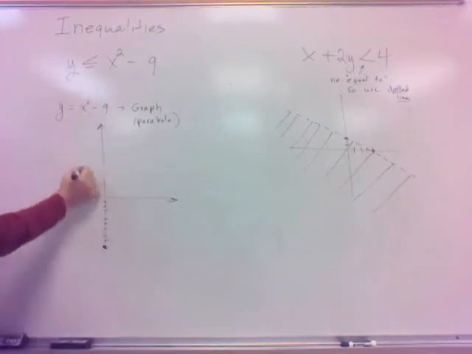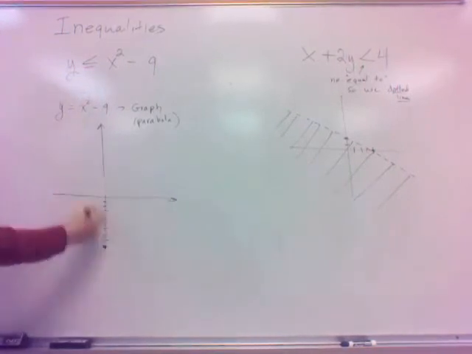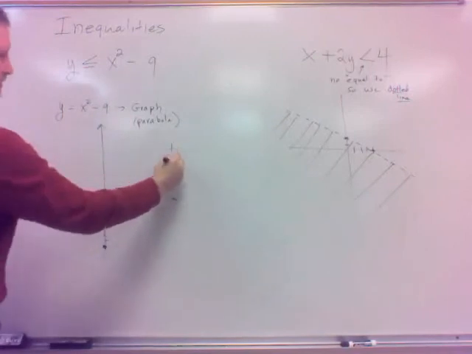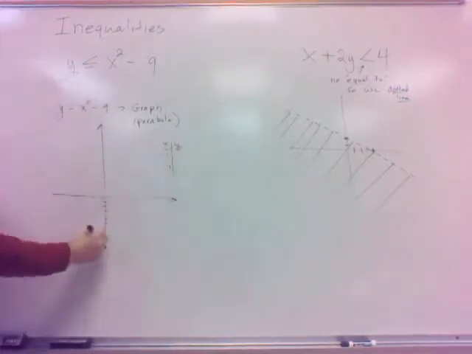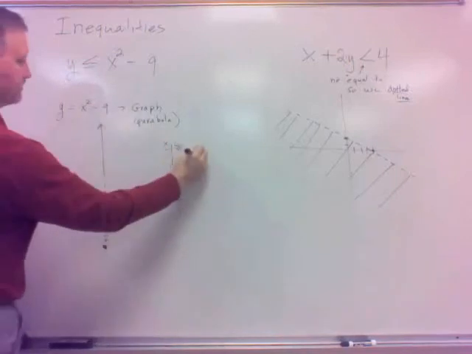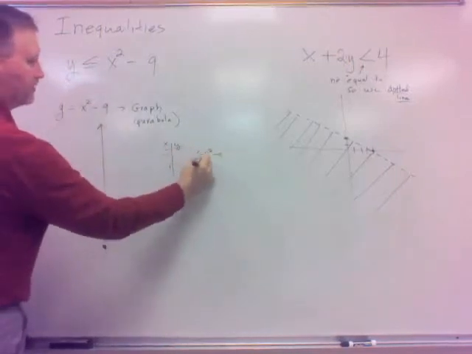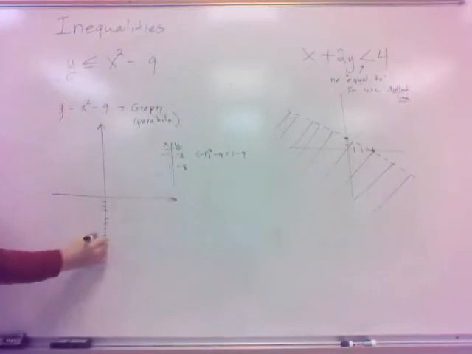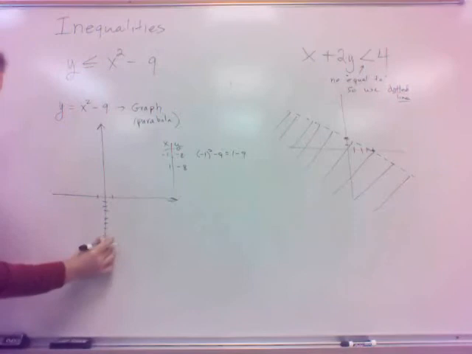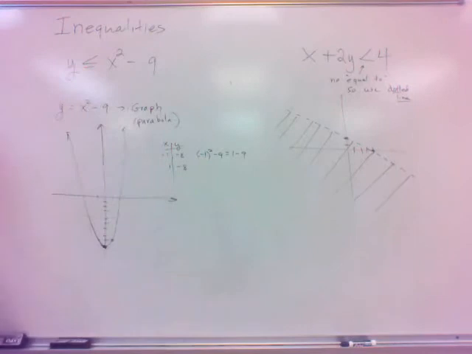Yeah, it's just the x squared graph moved down 9, so it looks like that. And if you wanted a couple other points, do your negative 1, positive 1 thing. Both of those would be y value negative 8, wouldn't it? Same thing for 1. So you've got negative 1, positive 1, negative 8. And we do have the equal to part, so it is a solid line.